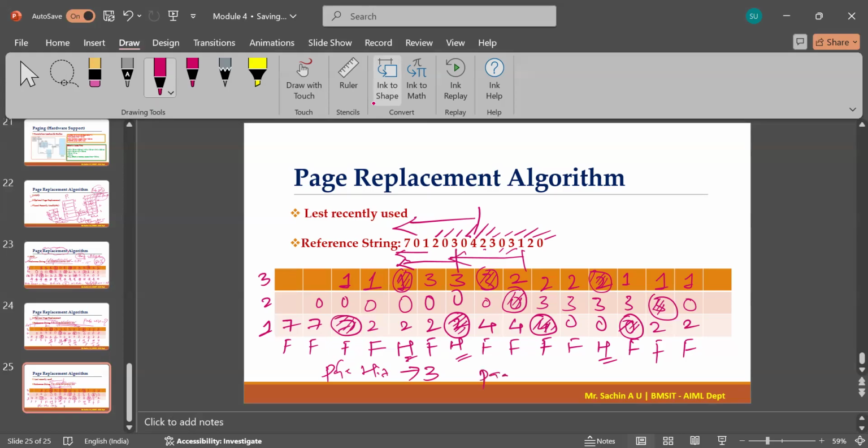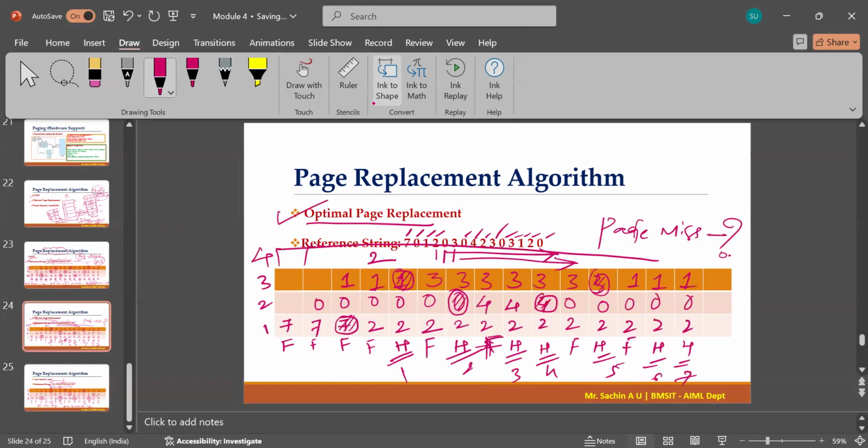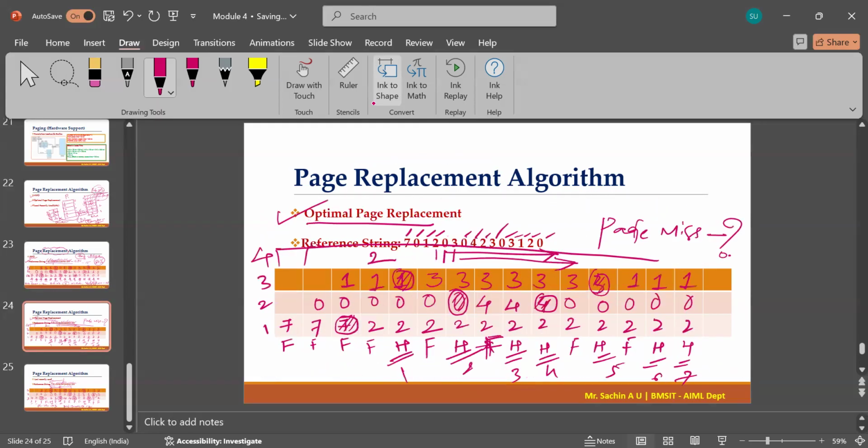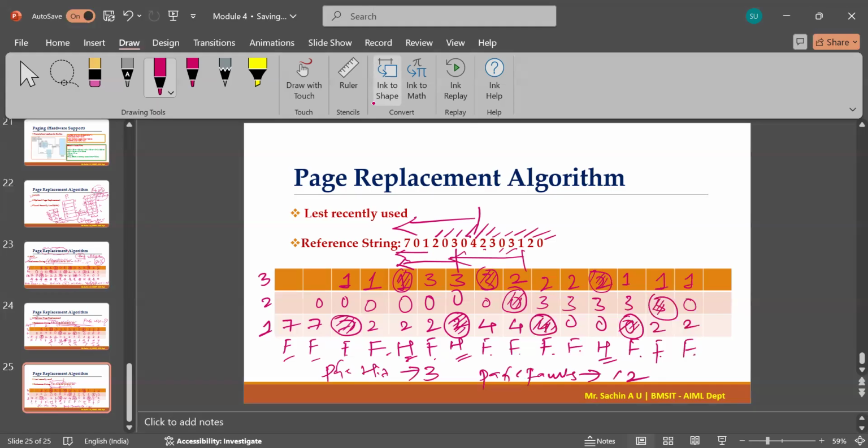Okay, and how many page faults are there here? Page faults, if you see, are 1, 2, 3, 4, 5, 6, 7, 8, 9, 10, 11, 12. I hope in FIFO it was the same, right? Yes, the page hits there were also 3 and 12, and here also it is 3 and 12. So by this we can say that the optimal page replacement algorithm works in a better way for this reference string. We can't directly conclude that optimal will always give better. It depends on the string.